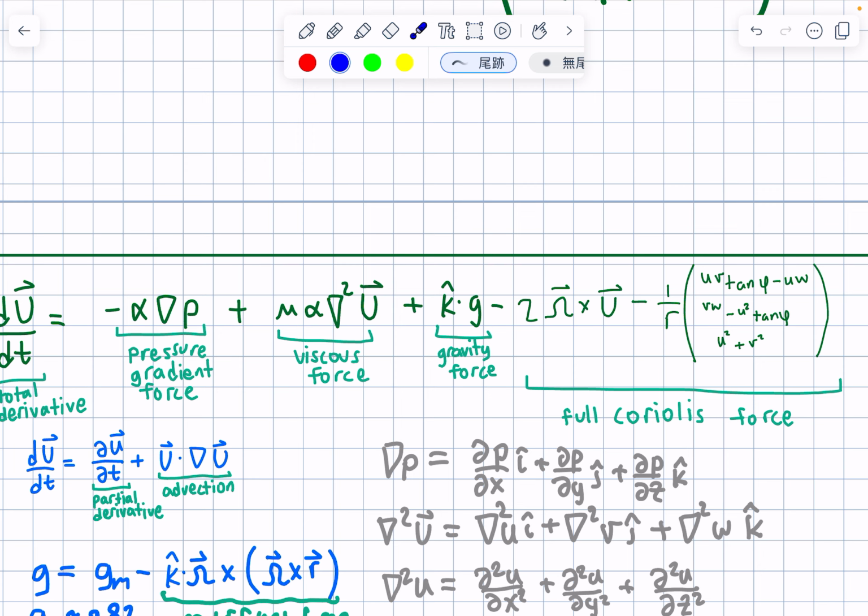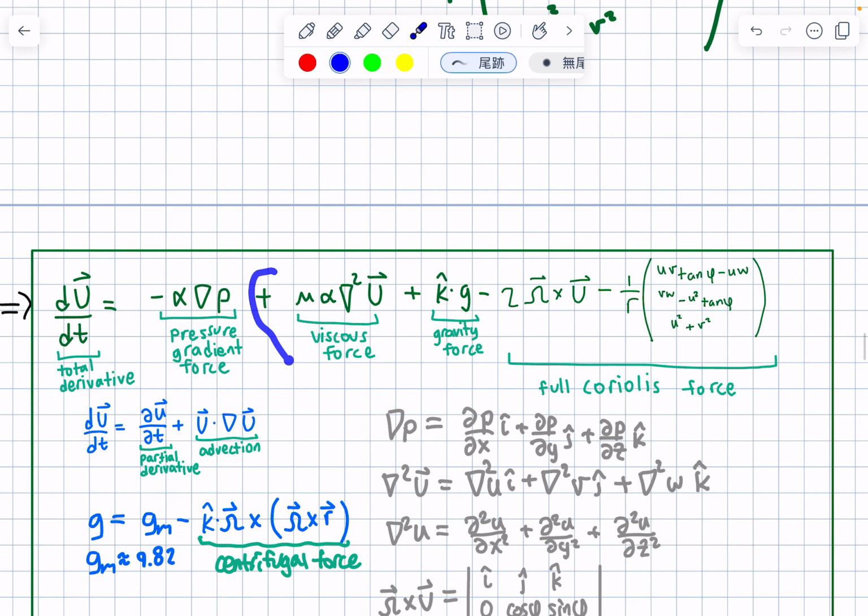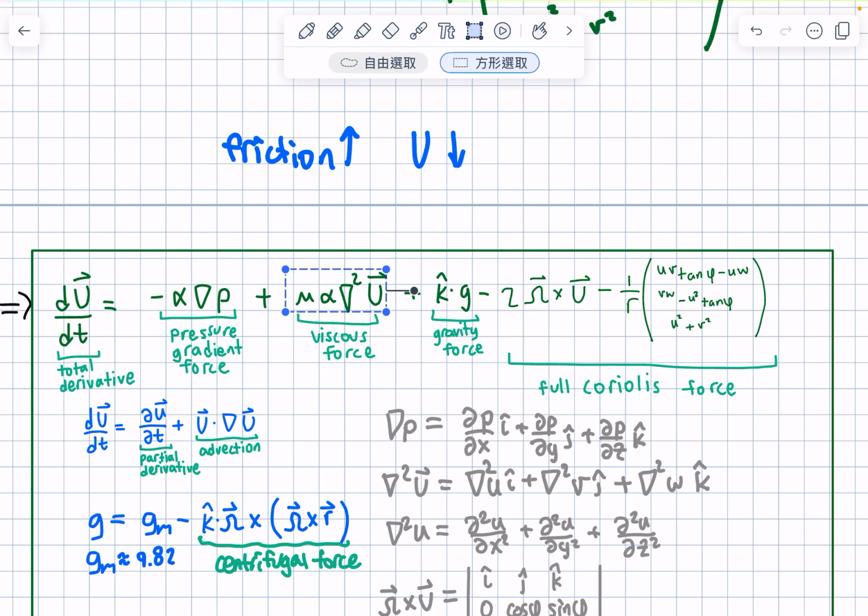Also, you may be wondering, why the heck is the friction force positive? Because you'd be thinking, hey, if friction goes up, wouldn't velocity go down? And yes, you'd be right. That's the confusion that I had about this term. But it turns out this term is not really doing exactly what we think of when we think of friction.